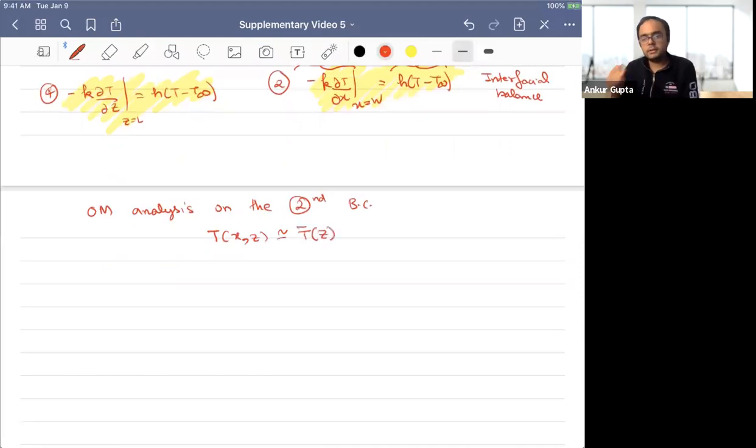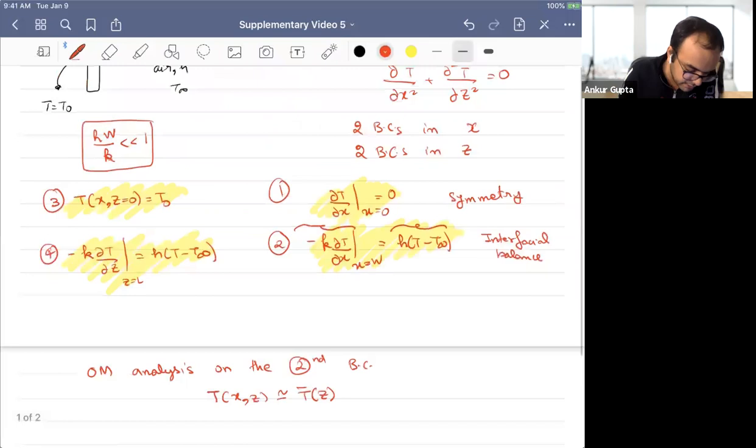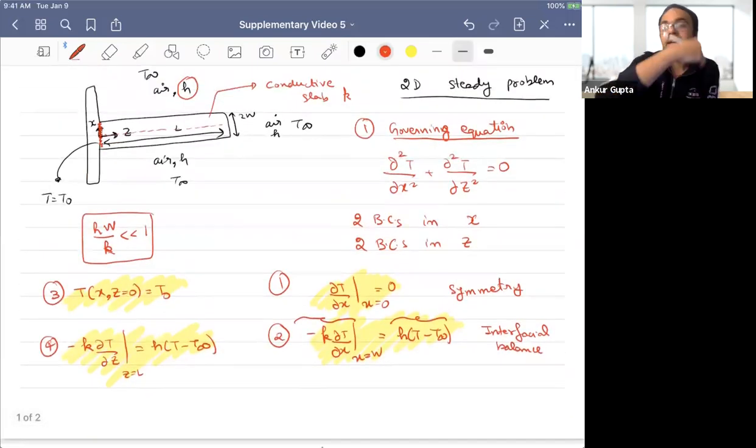Okay, and this comes out because what we said was that the temperature drop outside the conductive slab is much larger than inside the conductive slab. Essentially this means that the air resistance is much larger than the slab resistance, because the slab has a much larger conductivity, so it has a much smaller resistance, and because it has a much smaller resistance, the temperature drop can essentially be ignored.